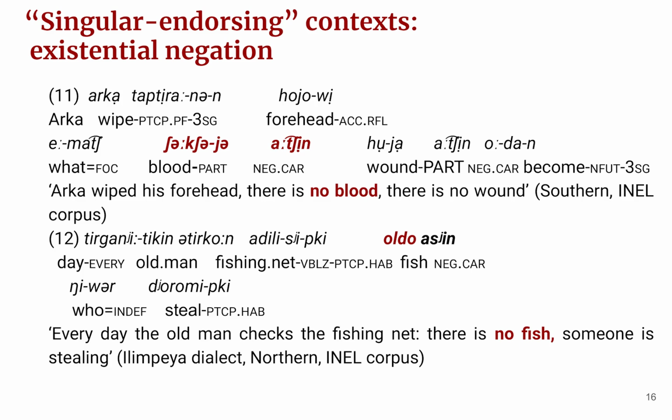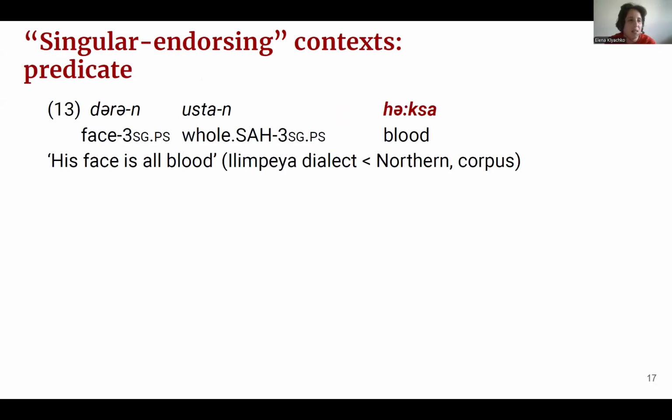11, shekshaya achin, no blood. 12, oldo asin, no fish. In both contexts, the noun is used in its singular form. In 13, hexa is in the predicative position. His face is all blood, deren ustan hexa. And it also endorses the singular form.